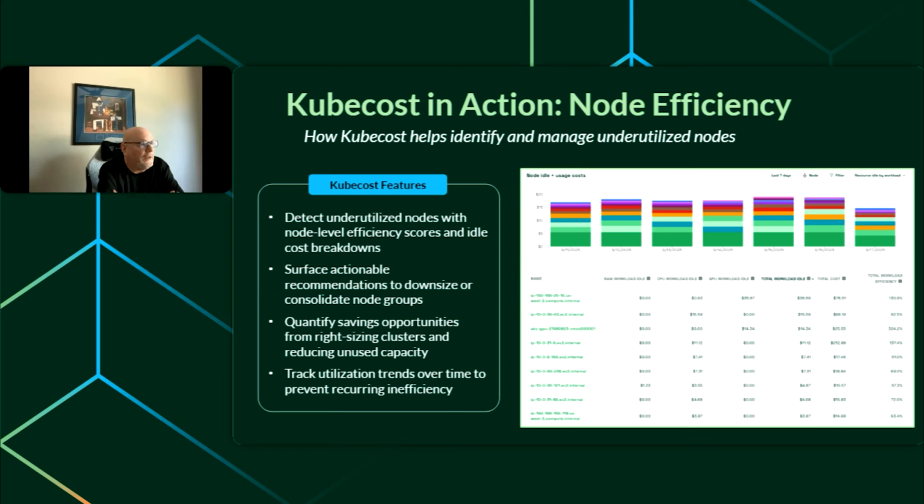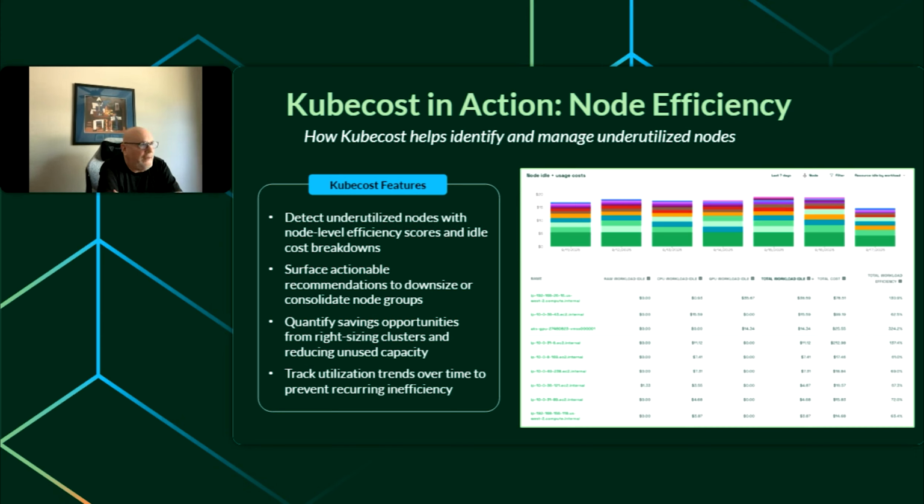We can then take a look at my nodes that are maybe less efficient than others. I've got some here that are looking pretty good, and then some that I probably want to take a closer look at. But this is difficult information to get from your billing data, from your cloud consoles. This is actionable information that you can use to then start looking at right sizing these nodes.